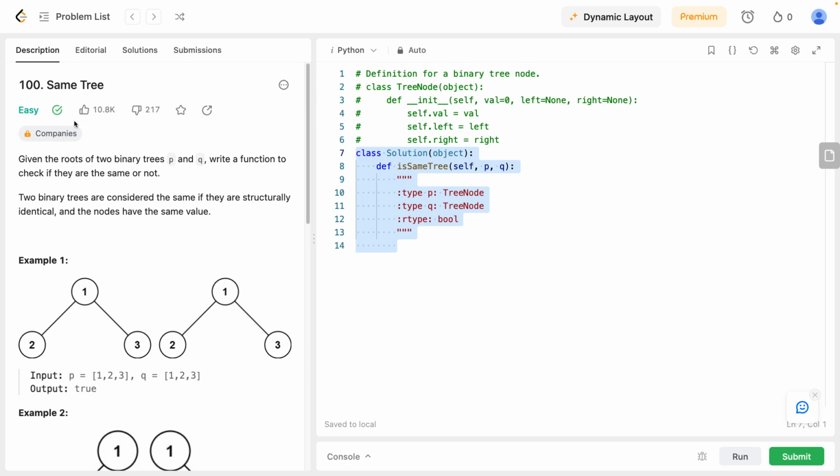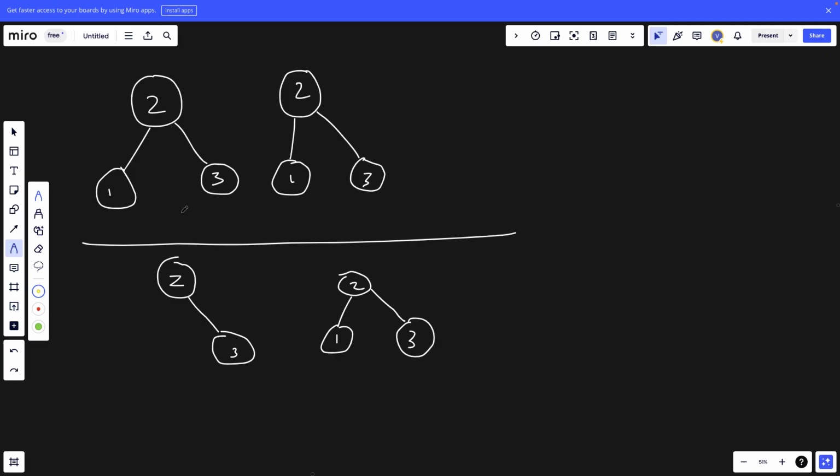Today we are going to discuss the problem same tree. Given the roots of two binary trees P and Q, write a function to check if they are same or not. Two binary trees are considered the same if they are structurally identical and the nodes have the same value.